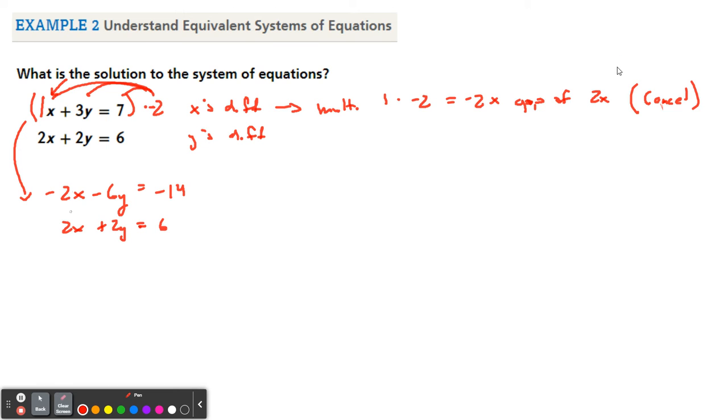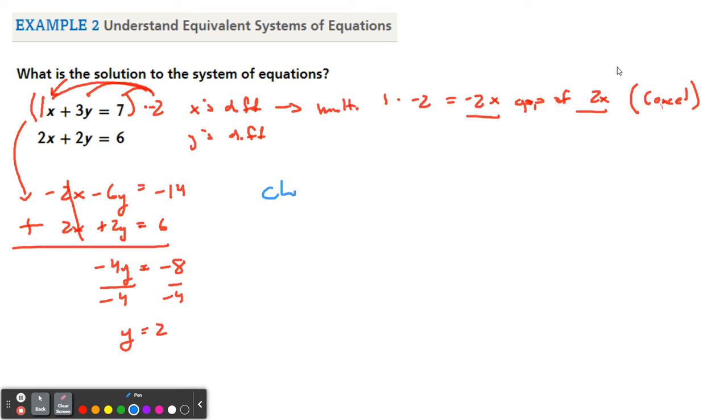And now notice, your x's are opposite. Negative 2x and 2x. So now we're going to add the two equations together. The negative 2x and the positive 2x cancel. Negative 6y plus 2y is negative 4y. And negative 14 plus 6 is negative 8. Now our equation is in terms of y, so we just divide both sides by negative 4 to get the y by itself. Negative 8 divided by negative 4 is 2. And we have our y value.